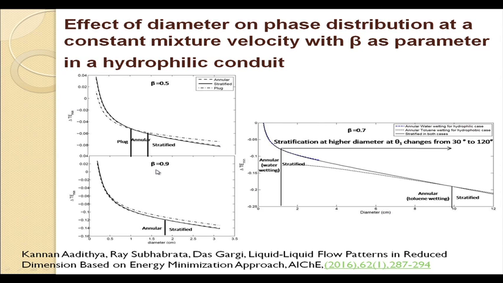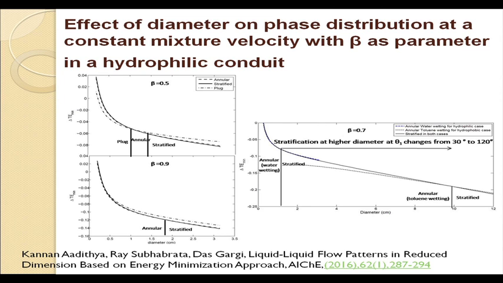Just keeping everything constant, the mixture velocity etc., we go to a higher toluene fraction. Very interestingly, what do we find in this particular case? For low diameters, plug is not stable, but the annular flow pattern is stable. Annular flow pattern continues to be stable till the critical diameter, which is around 1.75 centimeters in this case. After that, it is the stratified flow which becomes stable.